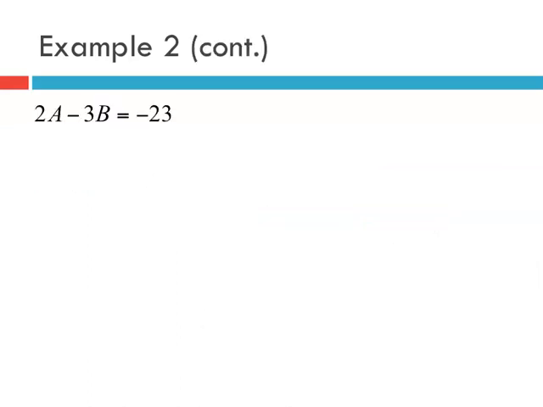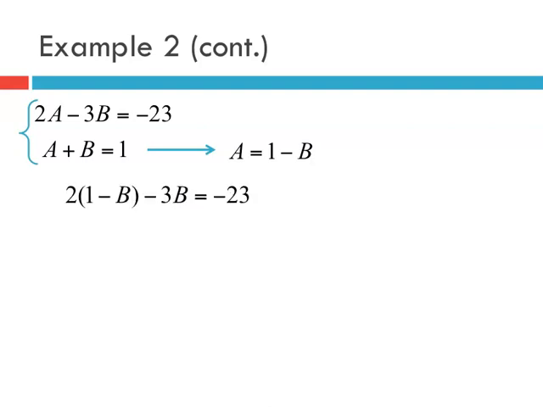Okay, so writing those two things out, 2a minus 3b has to equal negative 23, and a plus b has to equal 1. Now it's up to you how you want to go about solving the system of equations. I'm going to use substitution. I'm going to solve for a in the second equation. So we have a is equal to 1 minus b. And now I'm going to substitute the 1 minus b into a in the first equation. So this is 2 times 1 minus b minus 3b equals negative 23.